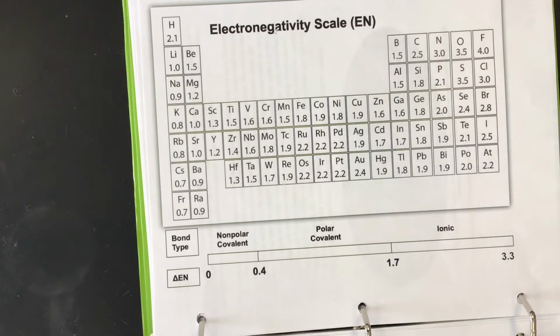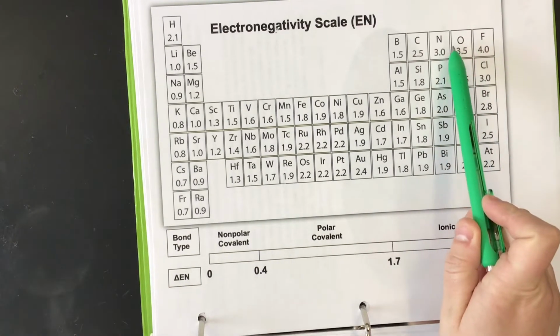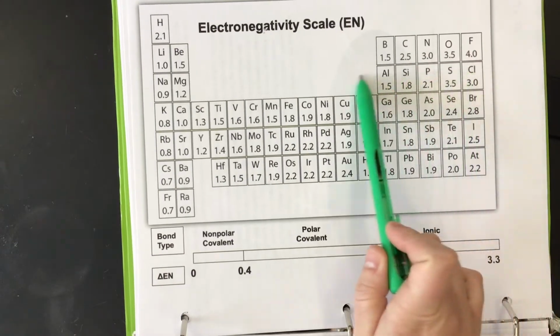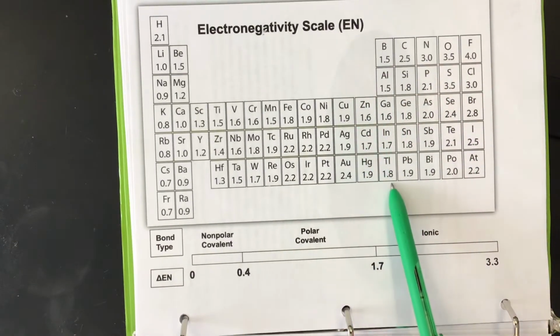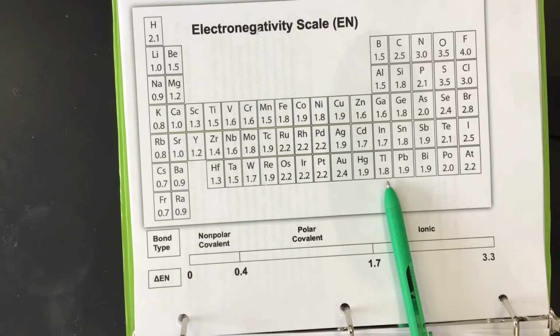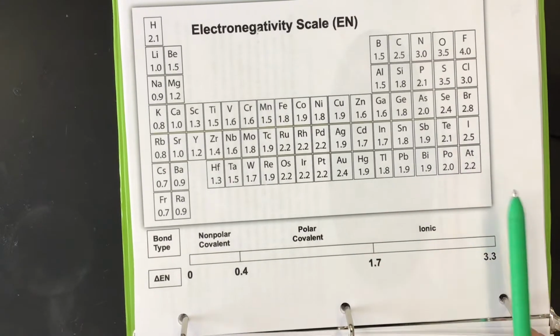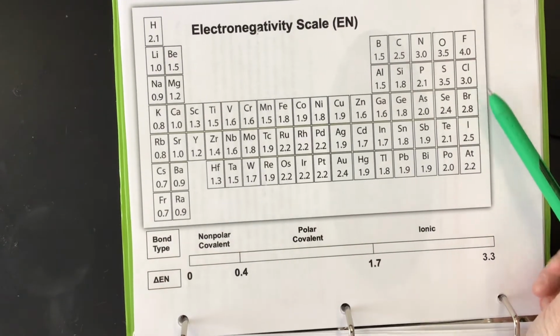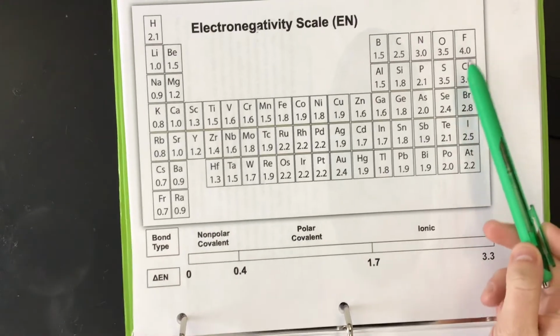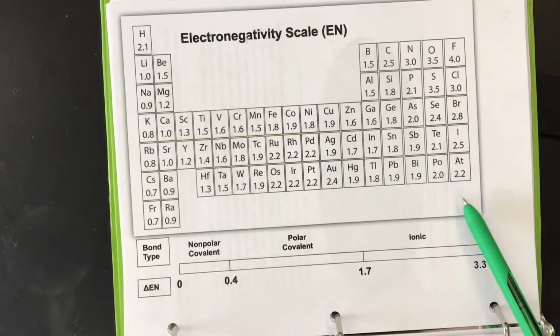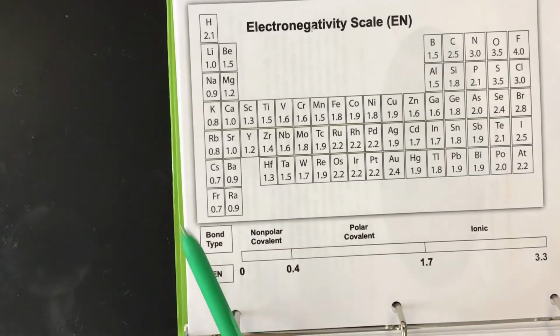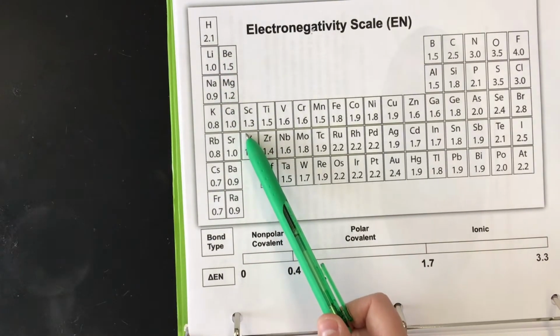All right, so we can see some trends going on here, right? From top to bottom, if we're starting up here in any column, as you move down, your electronegativity is going to tend to decrease. You can see that really well in our halogens, 4.0, 3.0, 2.8, it just keeps decreasing. And over here in our column 1, it does that as well.